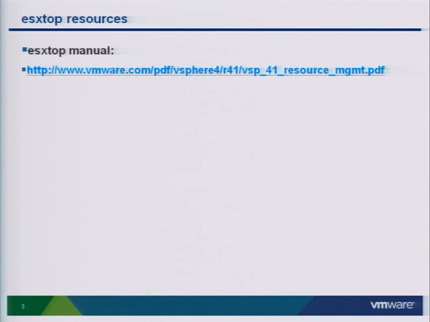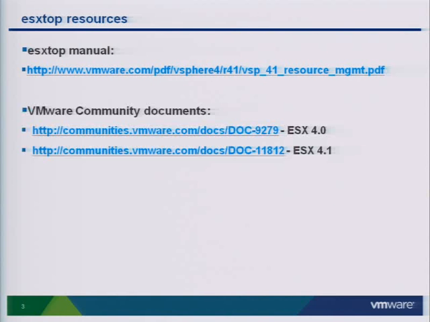Okay, so there's a bunch of ESXTOP resources available on the web. The first one is the ESXTOP manual. If you have the ESX service console, you can do man ESXTOP. It pretty much talks about the manual page. But if you're running ESXi, then you can get the man page from this location. You can download this, you can print it.